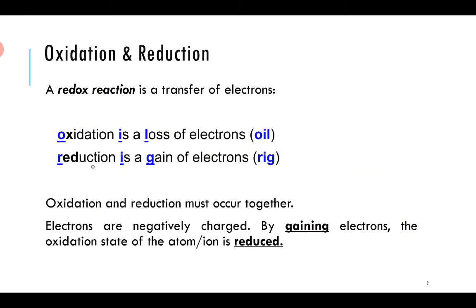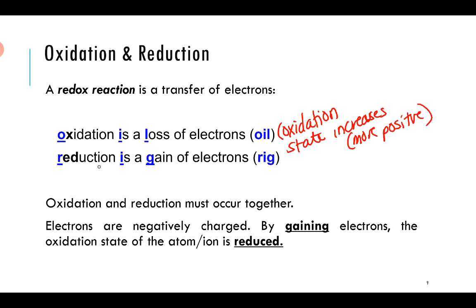All right, just a little bit of review before we get going into balancing redox reactions. Oxidation is the loss of electrons, and so your oxidation state will go up. And by oxidation state increasing, I mean more positive. And then reduction is the gain of electrons. And since electrons are negative, your oxidation state is going to go down.